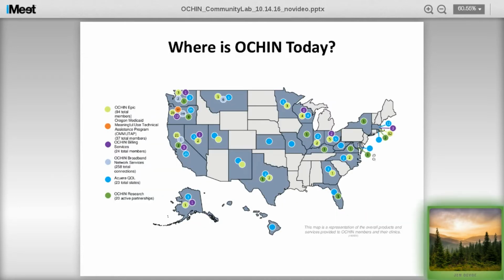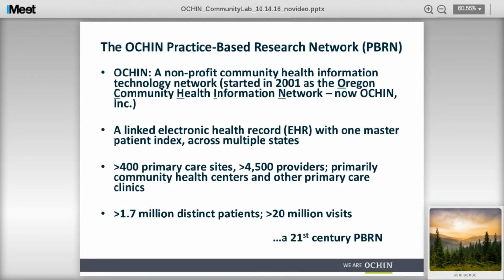Here's another map just to show where OCHIN is. OCHIN now has 94 health systems with over 400 clinic sites on the EPIC record, and you'll see those are the light green dots. And again, OCHIN does much more than just provide EPIC to the members. We have billing services included, a broadband network, now a data aggregation system called ACA Quality of Life, or ACA QOL, which is in 23 states, and our research partnerships across the country, represented here with the dark green dots.